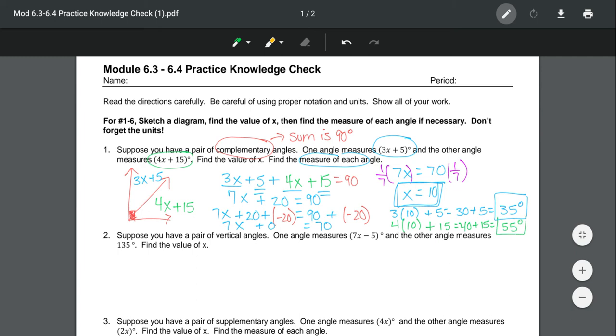And you can double check that these angles are complementary. Add 35 plus 55 and see that that equals 90 degrees. So if it does, that means you solved correctly.